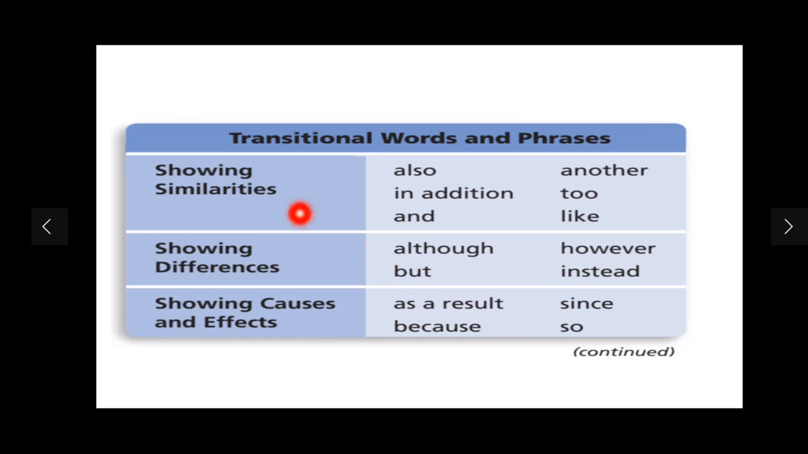Now this is a chart of transitional words, not all but some transitional words and phrases. Showing similarity, you can use also, in addition, and, another, to, or like. To talk about showing differences, you can use these transitional words: although, but, however, or instead. To talk about showing cause and effect, you can use as a result, because, since, and so. So there are a number of transitional words.